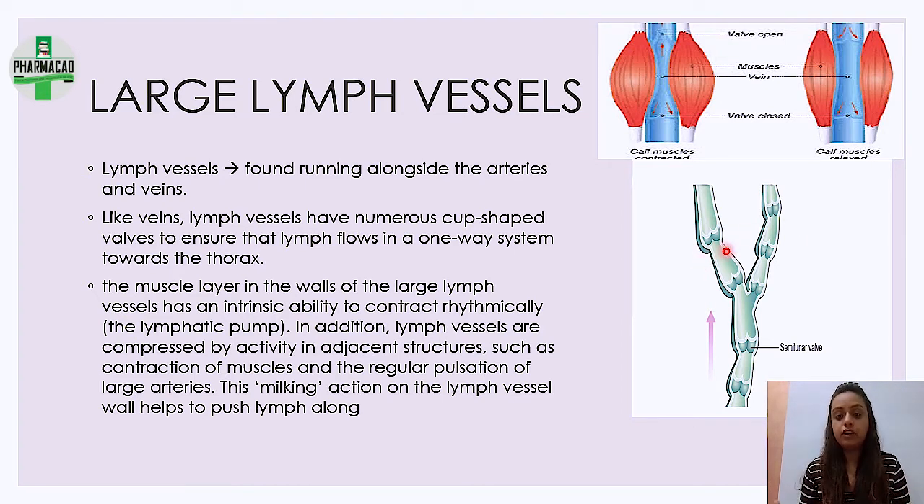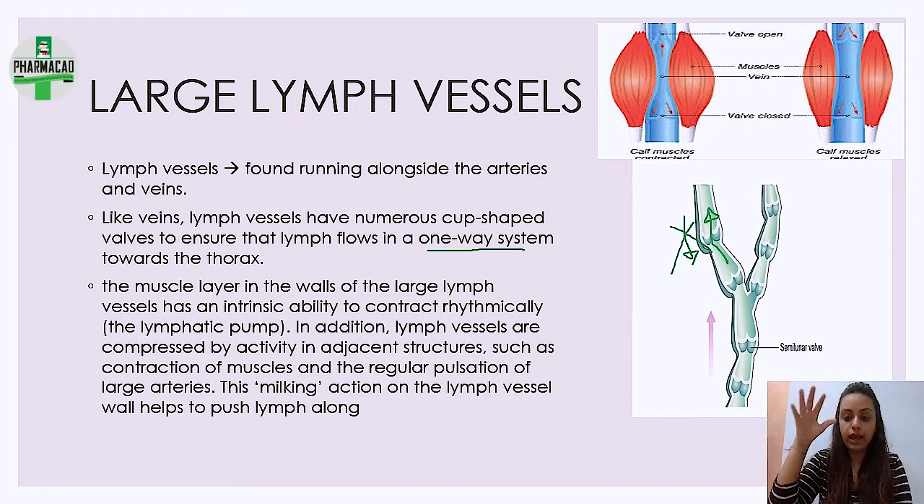The main function of the valve is to make a one-way system, so that what goes up should not drop down. If this is the lymph and it is going up after a contraction, it should not come down again, and that is why the valves are present. They shut down. They don't allow the same lymph to come down, making it a one-way system. Ultimately, all of it has to reach the thorax. Where in the thorax will it go? We will see.